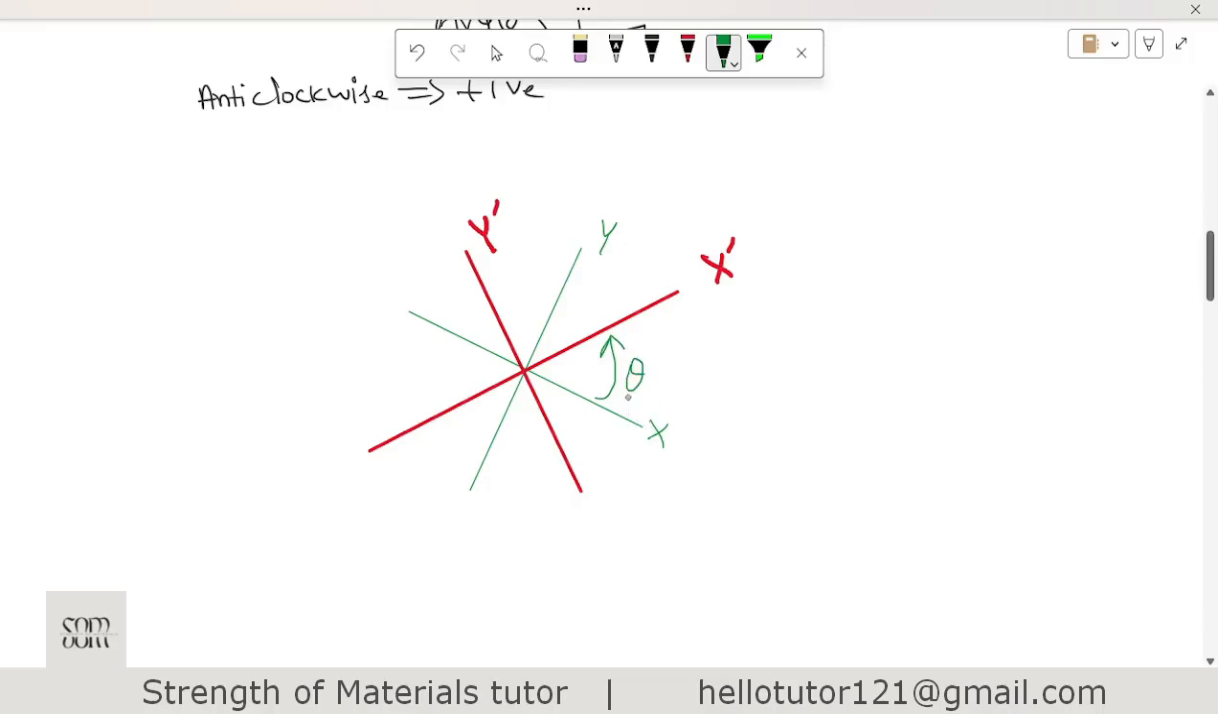Since theta is the angle between x and x prime, theta is also going to be the angle between y and y prime. This is theta. These are the positive sides: the positive x-axis, positive x prime, positive y prime, and positive y-axis. The other four sides are all negative.